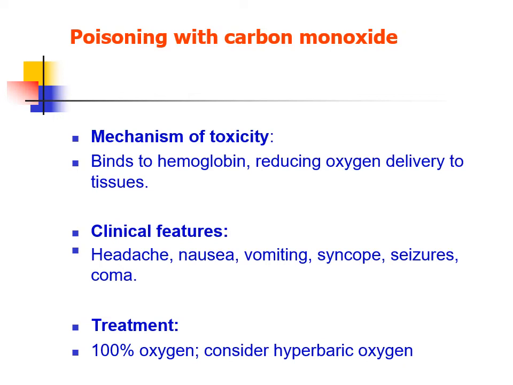Poisoning with carbon monoxide. So what is the mechanism of action? Carbon monoxide binds to hemoglobin, reducing oxygen delivery to tissue. Clinical features: headache, nausea, vomiting, syncope, seizures, and coma. What is the treatment of carbon monoxide poisoning? 100% oxygen and hyperbaric oxygen. This is in special chambers in special centers.